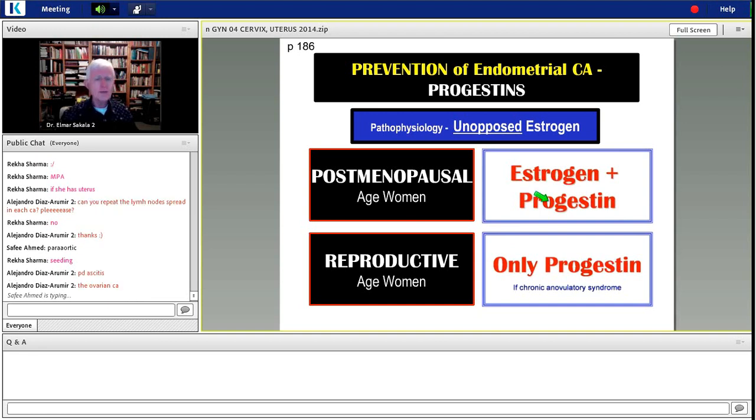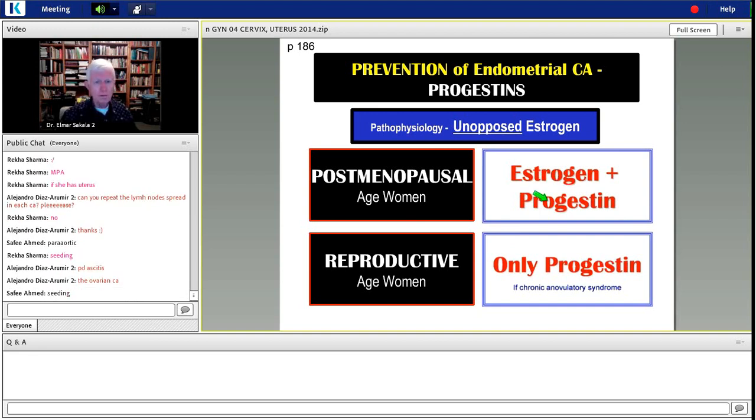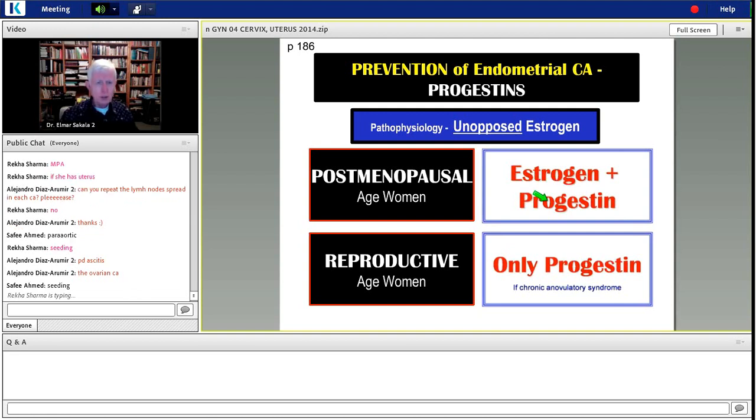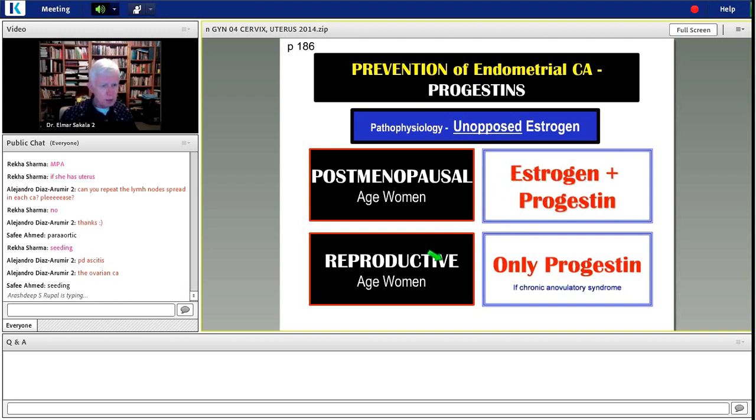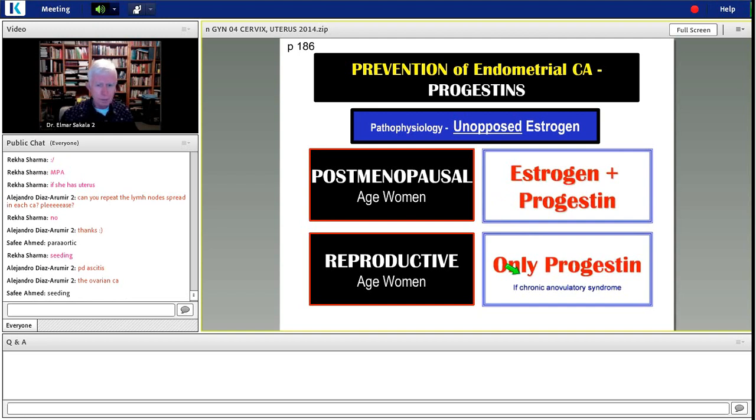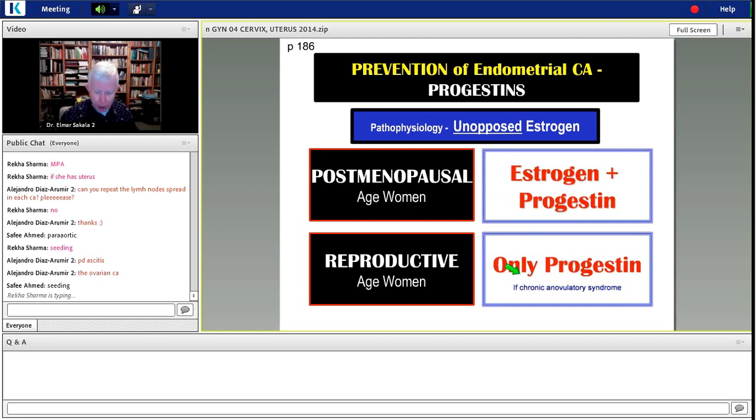Okay, so remember, anytime you have estrogen without progesterone, you have an increased risk of endometrial hyperplasia. So you've got to give progestin, and that could be either to the postmenopausal woman who is on estrogen or the reproductive age woman who is not ovulating. And a common one that we use is MPA, medroxyprogesterone acetate, or Provera is the trade name, but they don't use the trade names on the exam.